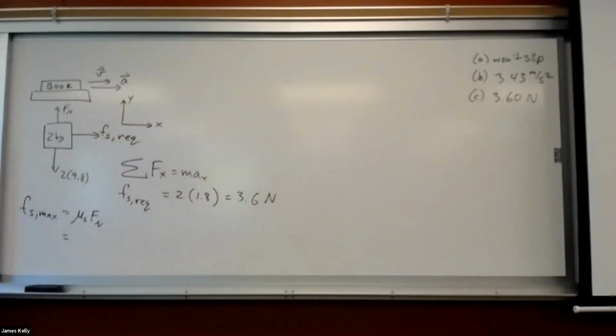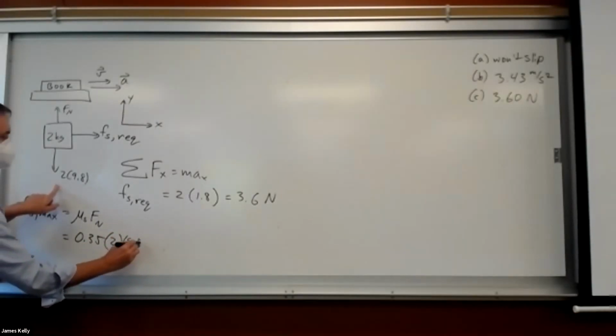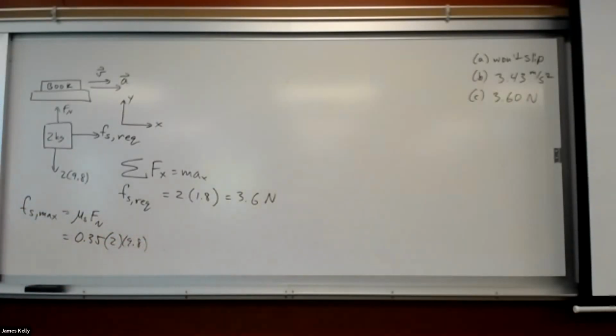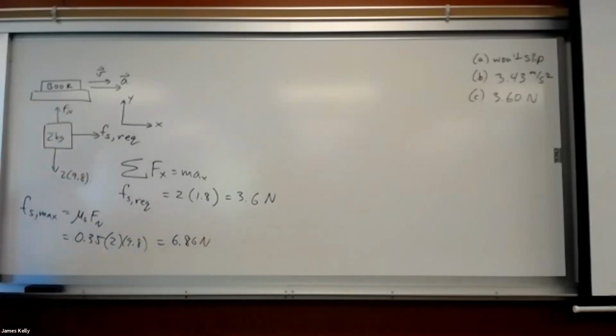Okay, so our mu static in this problem is 0.35, and Fn is 2 times 9.8. So if you throw that in your calculator, 6.86 according to my work I have here, newtons. So friction can push with 6.86 newtons before it gives out and things start sliding. We're only requiring 3.6 newtons of force to keep it accelerating at this rate.